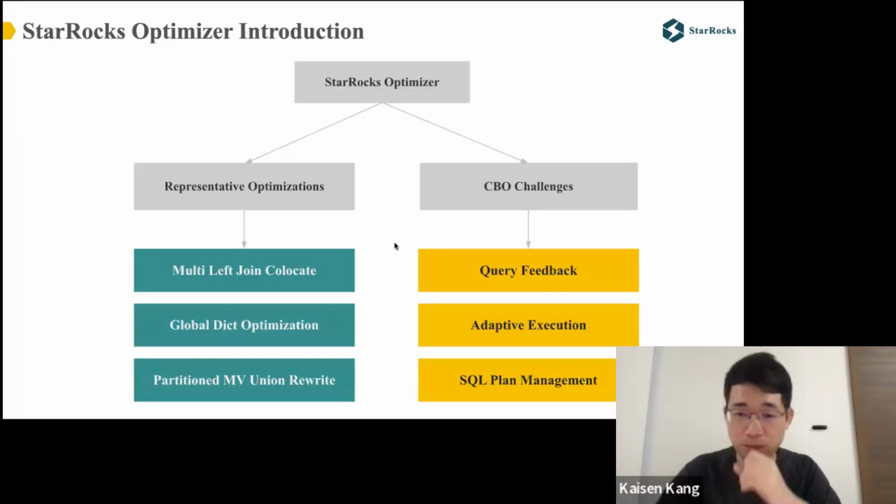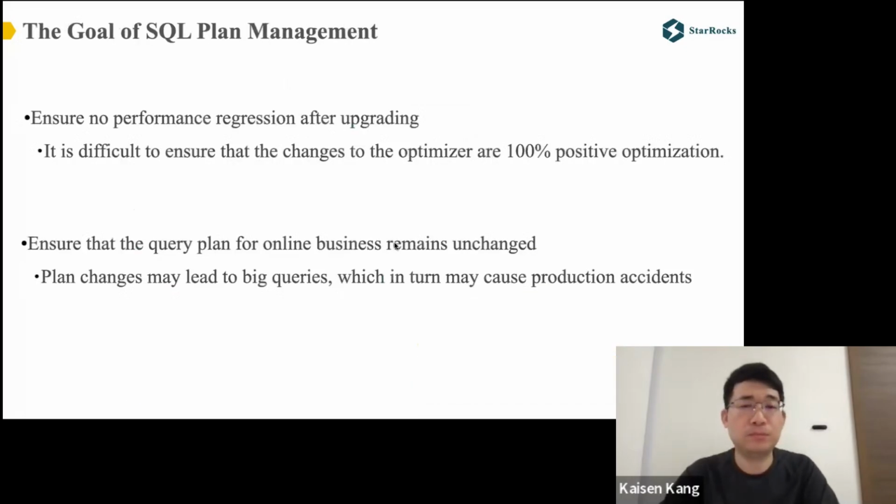Let's move to the last part, query plan management. Finally, let's introduce query plan management. We are currently developing this feature and will release the first version soon. We decided to develop this feature because over the past year or so, for some users online, small queries became larger queries due to plan jitter, which led to production accidents.